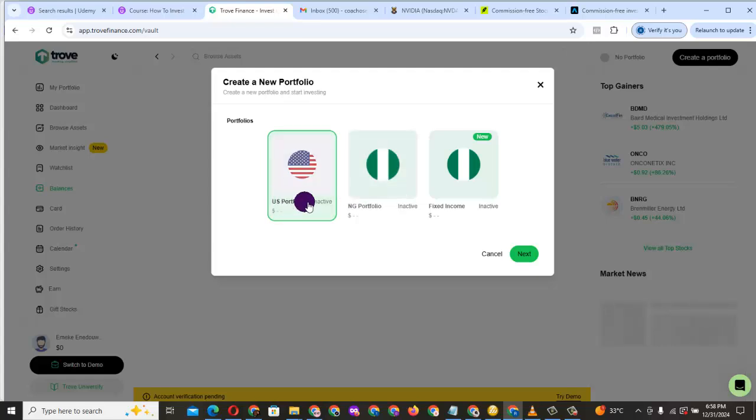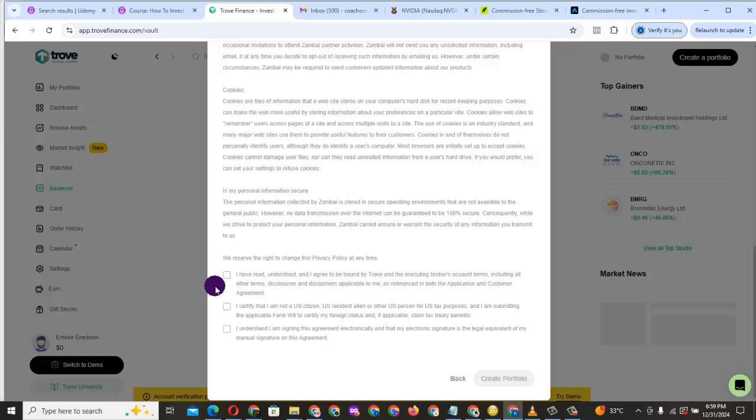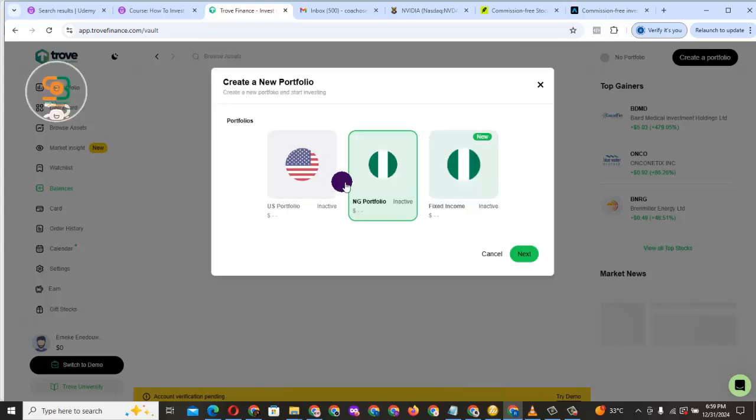You cannot use the US portfolio to buy local stocks. You must use your local portfolio, this NG portfolio, to be able to do that. So if I want to fund this, I'll just click make it active NG portfolio and say go ahead. So it will also show me, I'm going to check all this. I'll say create. So it will also show me that user not verified. So it's waiting for the verification to be completed before I can make this funding. But this is the process that you can do that.